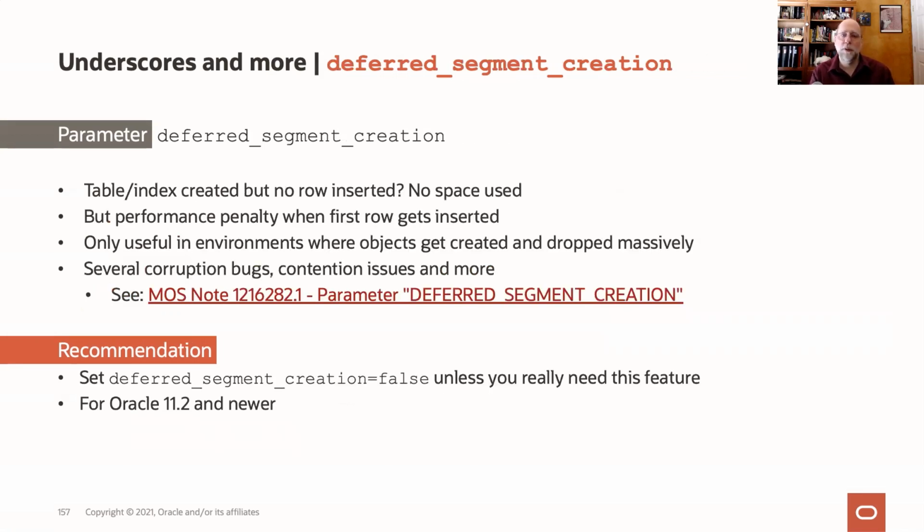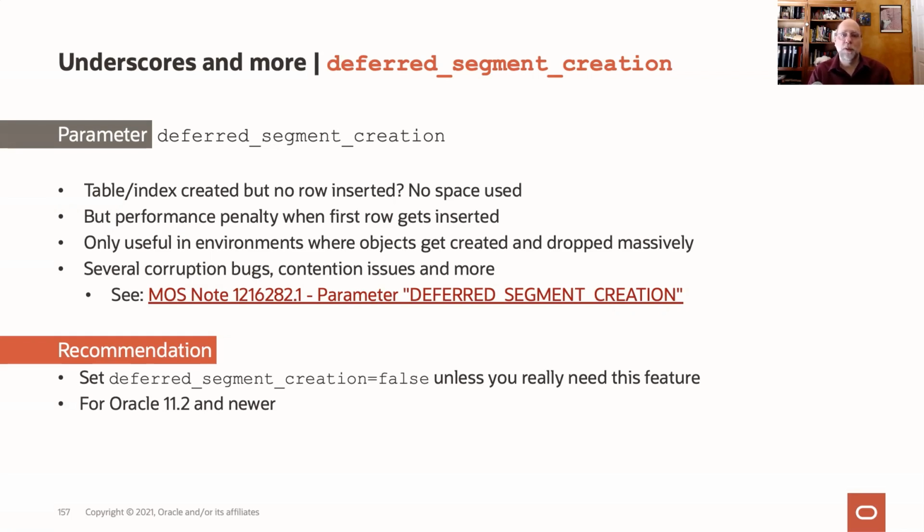Finally, deferred segment creation. This is an 11.2.0.1 behavior that was turned on by default and it was really targeted for these enterprise applications like SAP, EBS that create thousands of tables that might never be used. The idea behind this is that when we create a table, we don't allocate a storage segment until you actually insert into it.